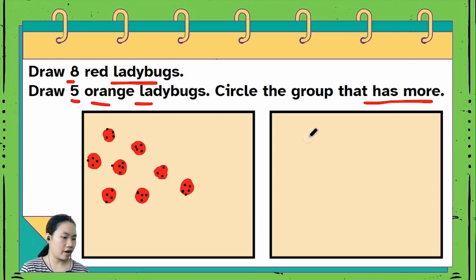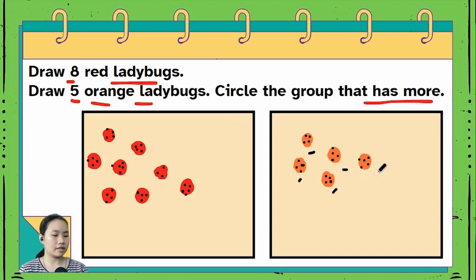Let's move on to the 5 orange ladybugs. Orange. Okay, 5, right? 1, 2, 3, 4, 5. And then some dots on each of them. 1, 2, 3, 4, 5 ladybugs.